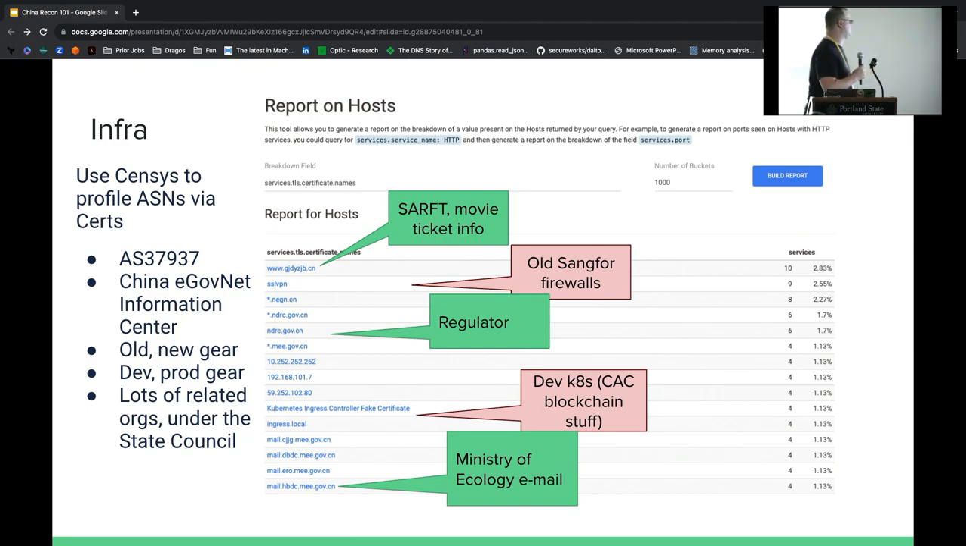the GJDYZJB, it turns out to be related to SARFT, which is like an arts organization, and has movie ticket info. The second result, SSL VPN, is a string associated with old Sangfor firewalls, which is to say there's probably some tech debt in this data center. NDRC, regulator. Kubernetes Ingress Controller Fake Certificate, that is dev catnip to anybody who likes that sort of stuff. It turns out to be the dev side of blockchain stuff. And then a wealth of email domains for the Ministry of Ecology. So you can see old and new gear, dev and prod gear, lots of related orgs in the State Council.